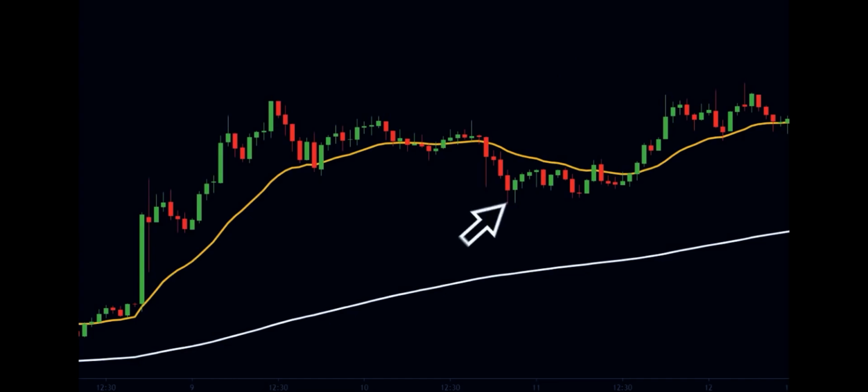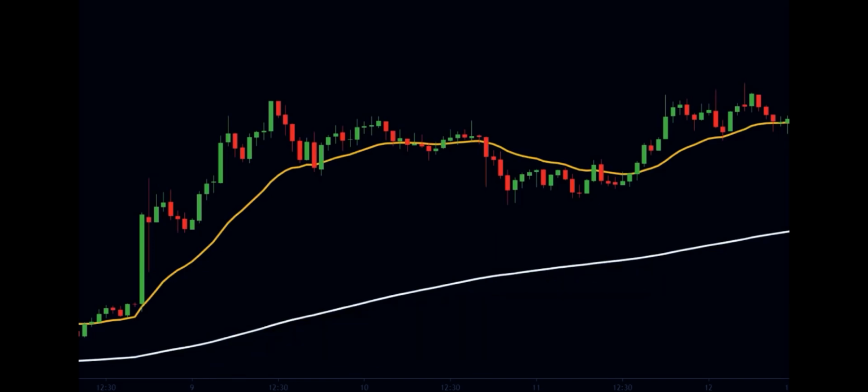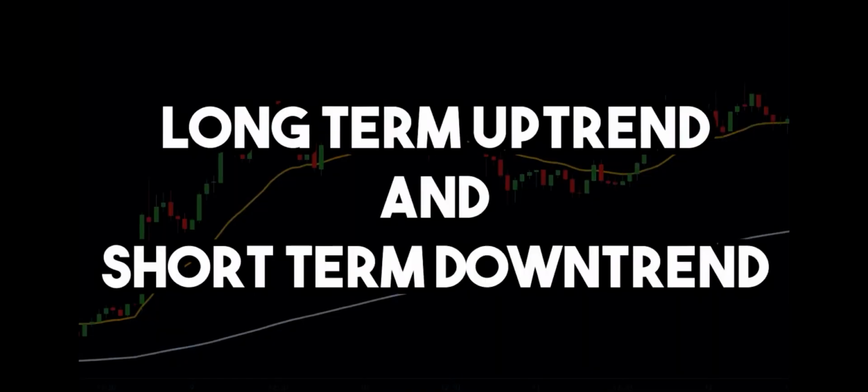Here, we see that the price was below the 20 EMA, and the 20 EMA was sloped downwards. But at the same time, we see that the price was trading above the 200 EMA, and the 200 EMA was sloped upwards. So, we can say that the market is in a long-term uptrend, and, at the same time, the market is in a short-term downtrend.